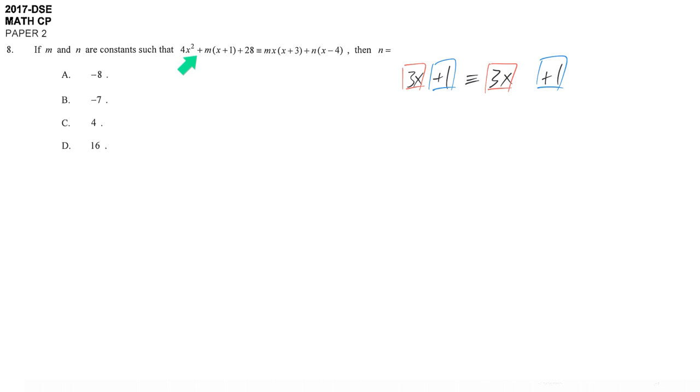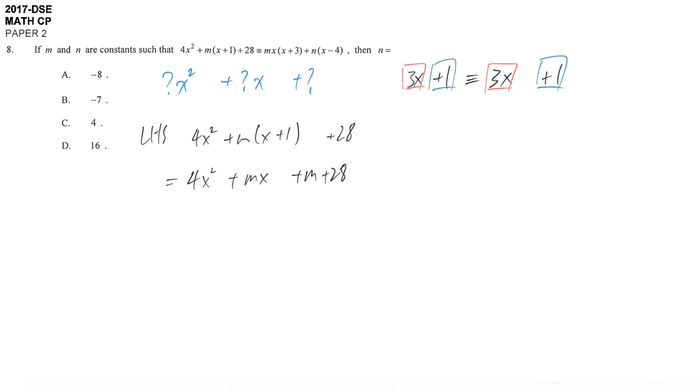So that's why we are trying to compare the left hand side and right hand side. And the format should be how many x squared plus how many x plus how many. That's our required format. We are going to do the same for both left hand side and right hand side. For the left hand side, we have 4x squared plus m times x plus 1 plus 28. It's not exactly the required format because mx and m times 1 are mixed inside one term. So we have to separate them: 4x squared plus mx plus m plus 28.